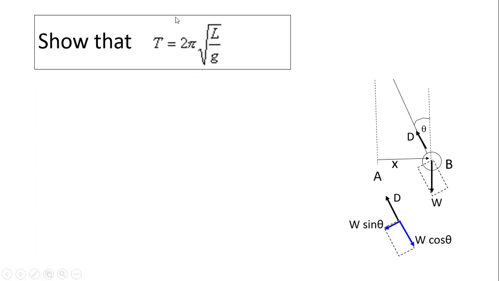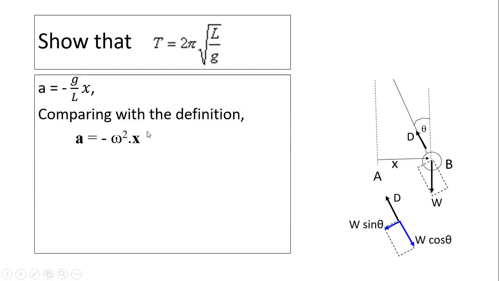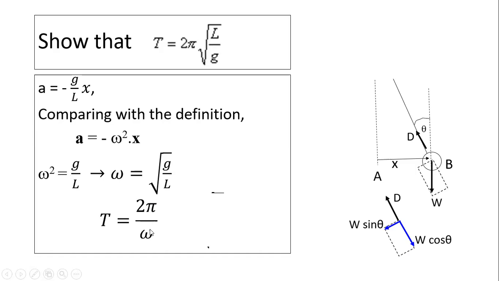Now we are going to derive the period. That's what we have shown, the equation. Compare with the definition for simple harmonic motion: a is proportional to x. That's your angular frequency squared, so omega squared equals g over L. Square root that, we get omega equals square root of g over L. Then the period is 2 pi over omega, so we can replace omega here. It becomes 2 pi square root of L over g.